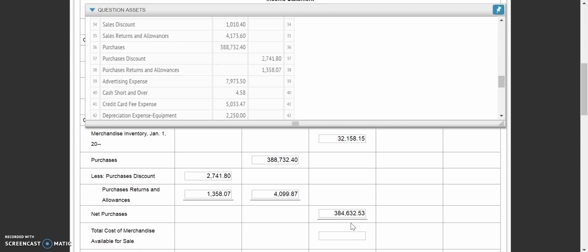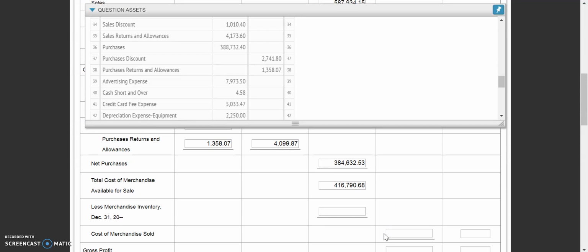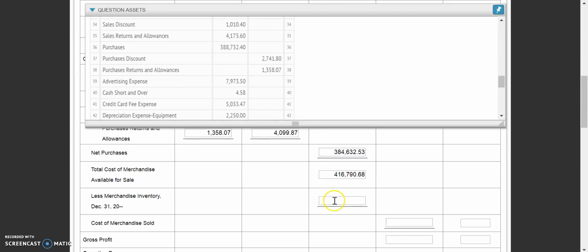Now, as we come down here to get our total cost of merchandise available for sale, we take our beginning inventory and we add any purchases that we made over the course of the year to that, and we wind up with a total of $416,790.68 for our total merchandise that's available for sale. Now we come down here and we have our ending inventory as of the end of the year.